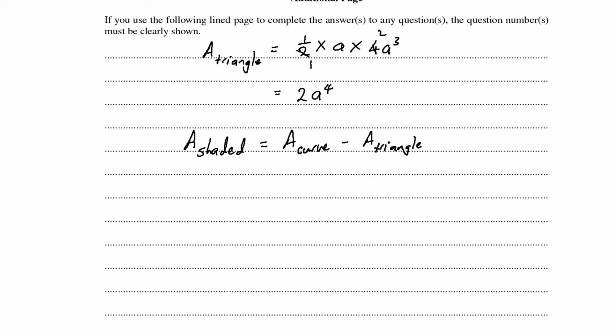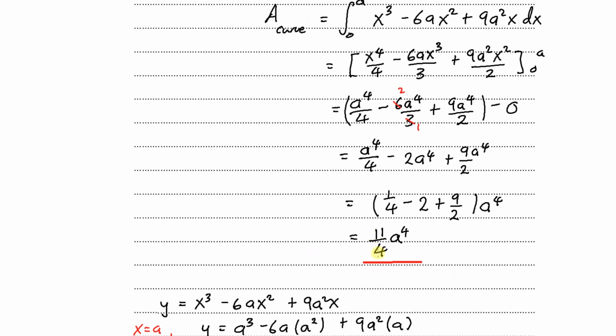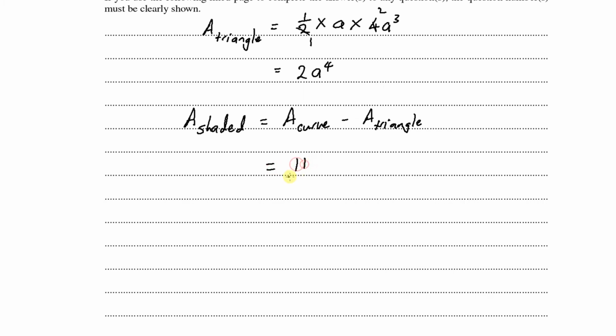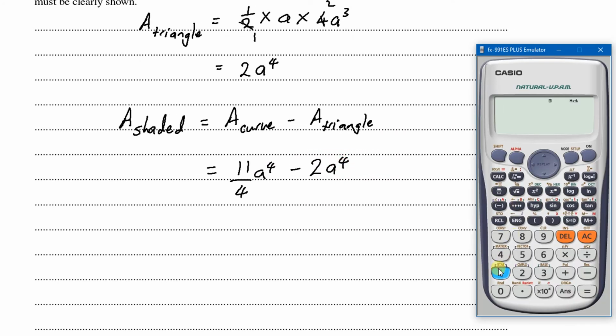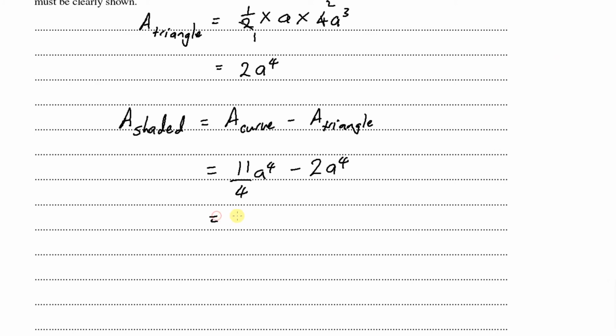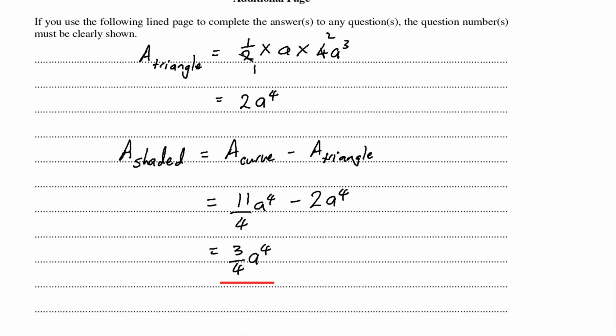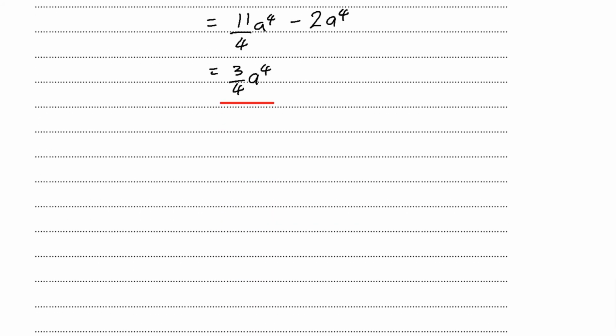And we got the area under the curve as 11 over 4 a to the 4. So that's equal to 11 over 4 of a to the 4 minus the area of the triangle, which is 2a to the power of 4. So that's 11 over 4 minus 2, and this gives us 3 over 4. So we have 3 over 4 of a to the power of 4, and this here is the area of the shaded region. And that's how we do it. So that's the answer to the last question of the paper, and we're done.